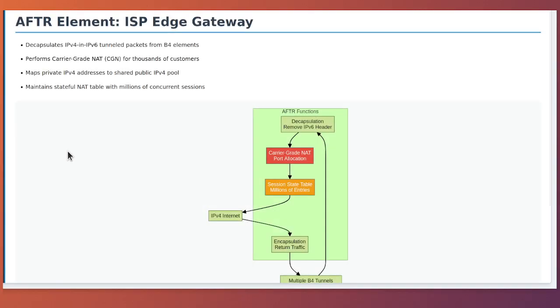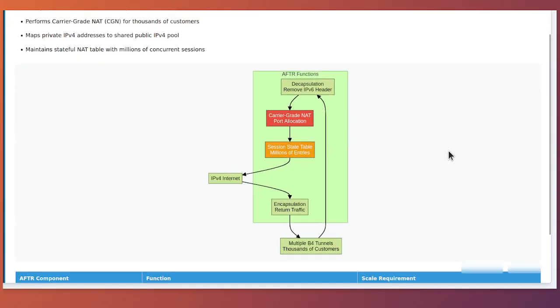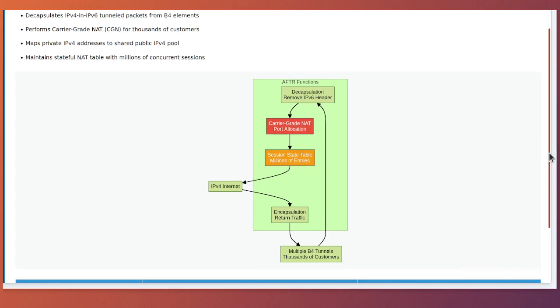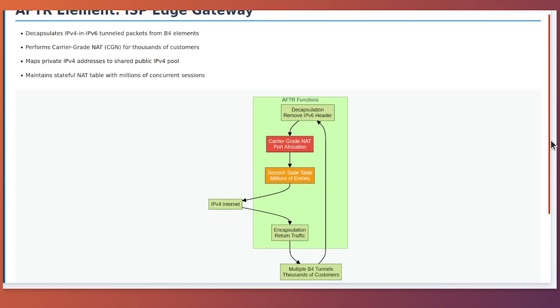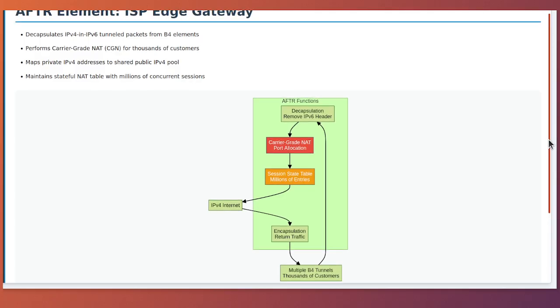AFTR element architecture. The AFTR element is where the magic really happens in the DS-Lite architecture. This component sits at the ISP's network edge and serves as the bridge between the ISP's IPv6-only infrastructure and the dual-stack Internet. The AFTR receives tunneled IPv4 in IPv6 packets from potentially thousands of B4 elements, decapsulates them, performs NAT, and forwards the resulting IPv4 packets to their destinations on the IPv4 Internet. It also handles the reverse process for return traffic, encapsulating IPv4 packets back into IPv6 and sending them to the appropriate B4 element.